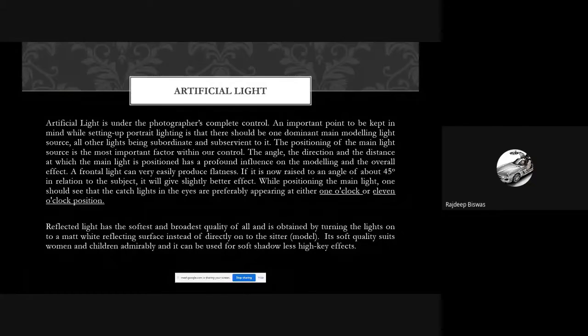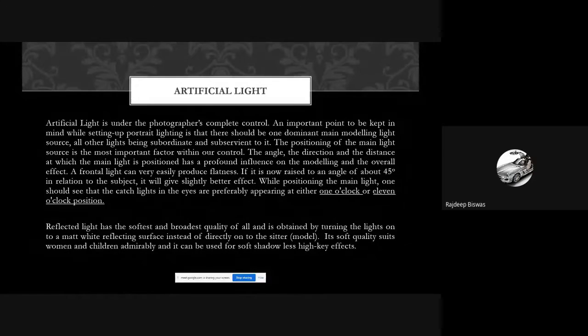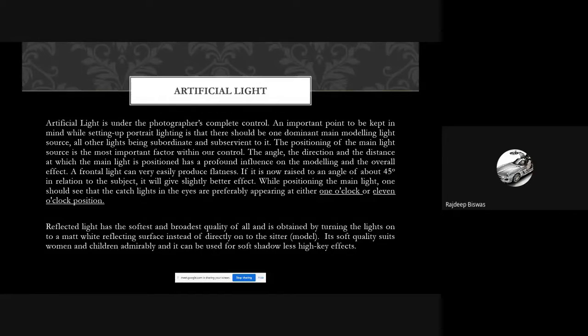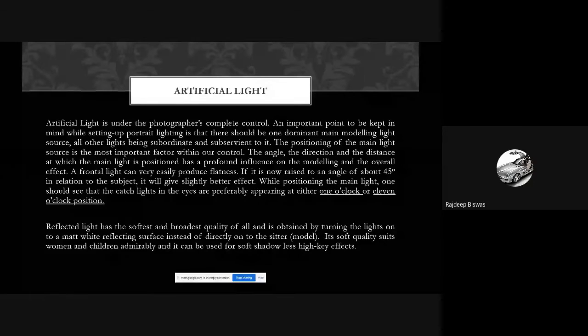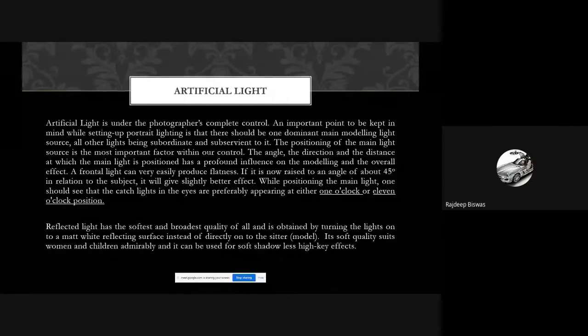The angle, the direction, and the distance at which the main light is positioned have a profound influence on the modeling and overall effect. See, it's quite natural if you have a subject sitting in a room and you take an artificial light source, just put it in front of the subject and turn it on. Now what you're going to see is a flat light falling on your subject. Just try to visualize the atmosphere. Put a light, turn it on, and you see the subject completely flat. There are no shadows, or the shadows which are there are not going to be within your frame.